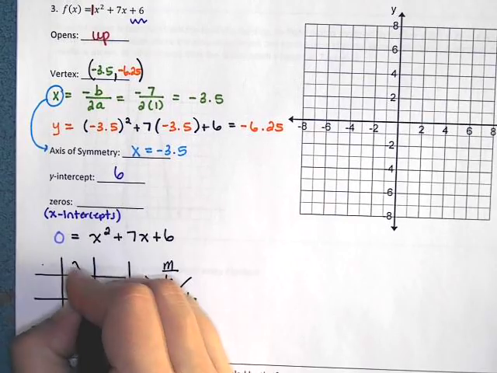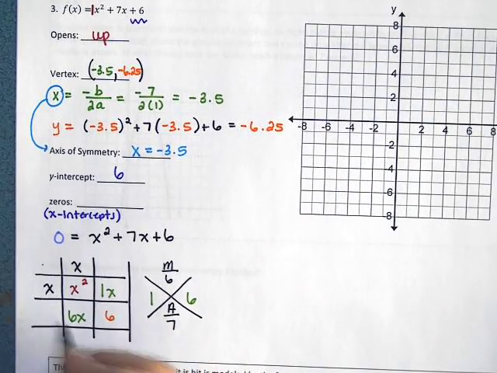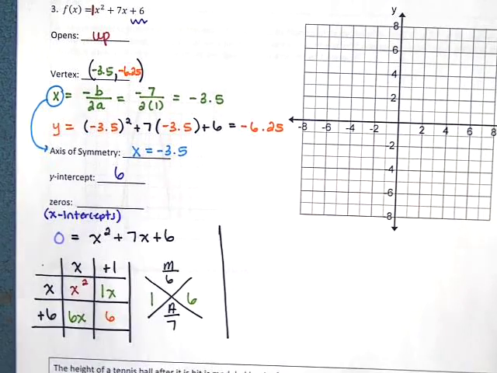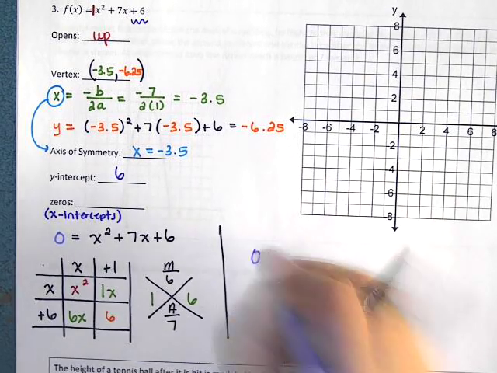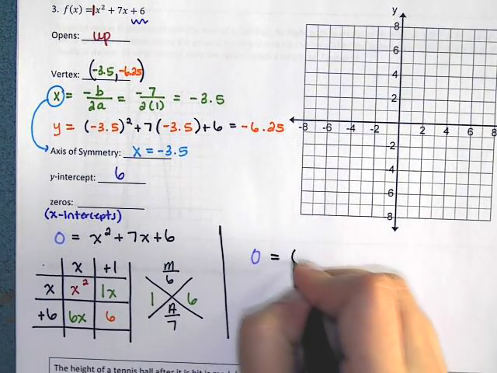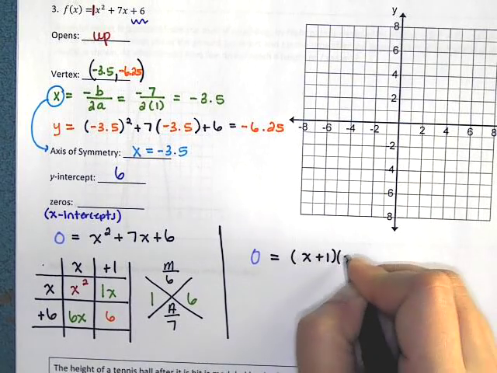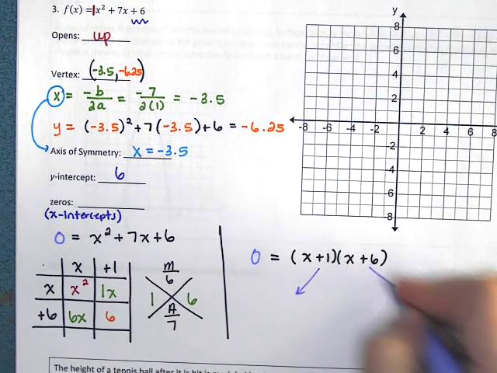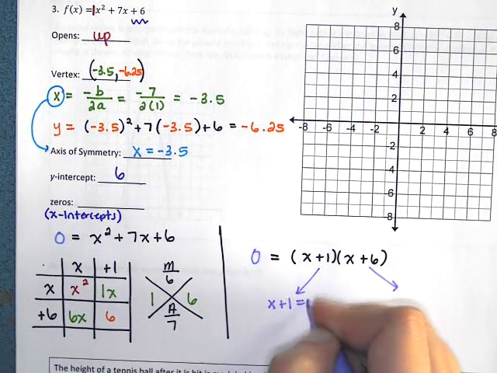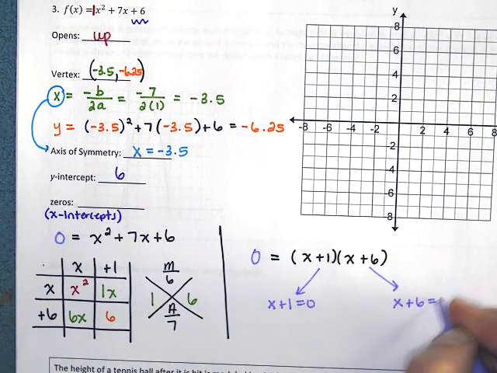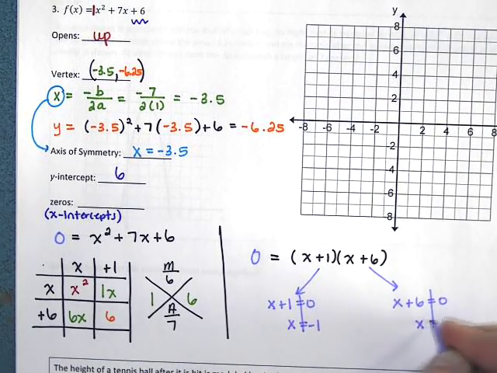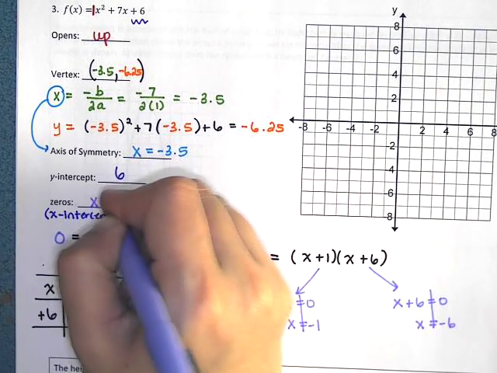So this column has an x in common, which means this has to be an x, and this has to be a 6, and this has to be a 1. So my new factored equation is, I'm going to bring down the 0. 0 equals parentheses x plus 1, parentheses x plus 6. And then I'm just going to solve by making each one of these factors equal to 0 separately. When I subtract 1, I get x equals negative 1, and when I subtract 6, I get x equals negative 6.